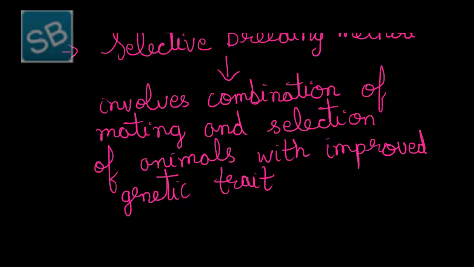Along with this, with advancing time, another biotechnological method was adopted to obtain transgenic animals. Now, what is transgenic? The animals that are produced due to the process of transgenesis are referred to as transgenic animals. Now, what is transgenesis?